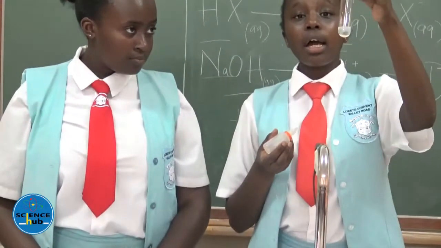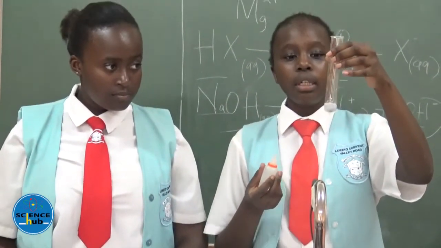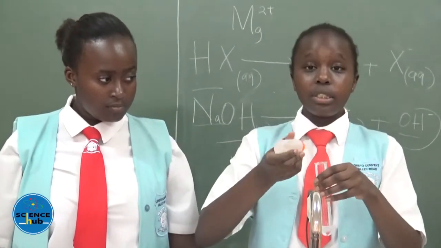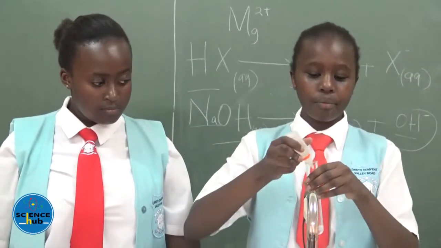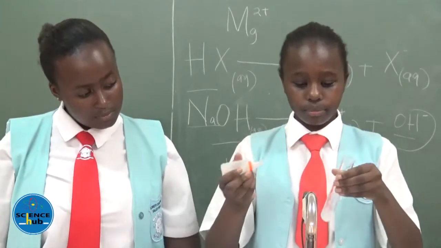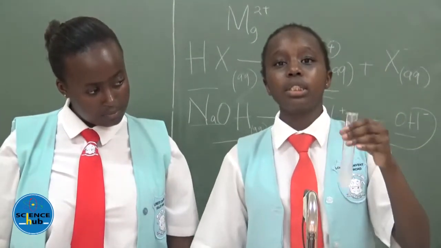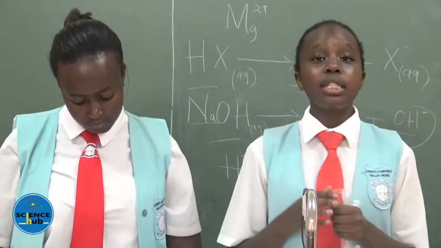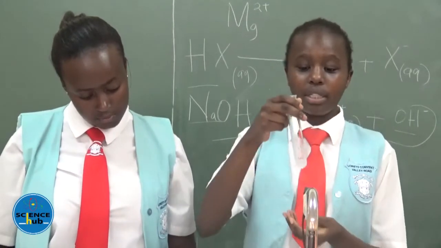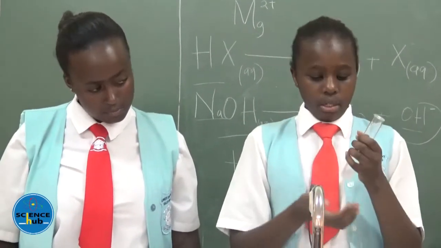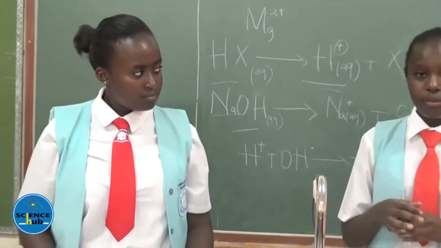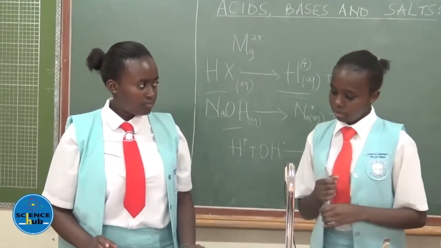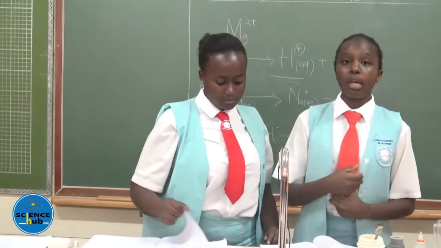As you can see, a white precipitate is formed. So you put it in excess, that was a little. A white precipitate does not dissolve. So this shows that zinc ions are present. So my friend will show you the presence of ions in the next test.